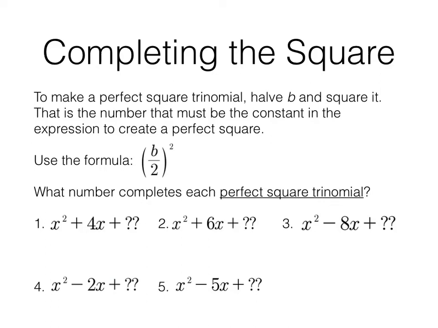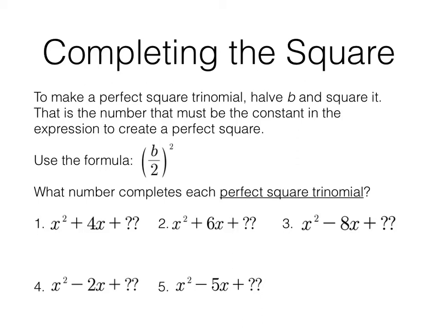To make a perfect square trinomial, you're going to halve b, meaning cut in half b, and square it. That's the number that must be the constant in the expression to create a perfect square. And here's your formula: b divided by 2, the quantity squared. So what number completes each perfect square trinomial? That's the question here. Well, let's look.